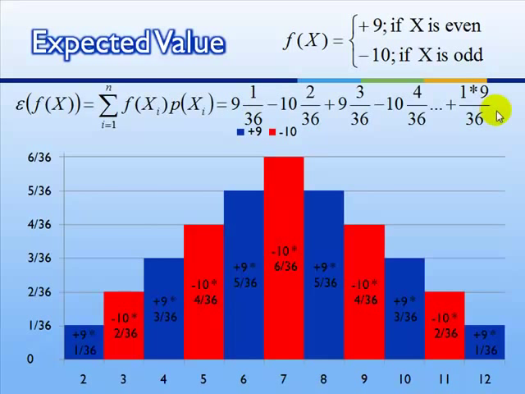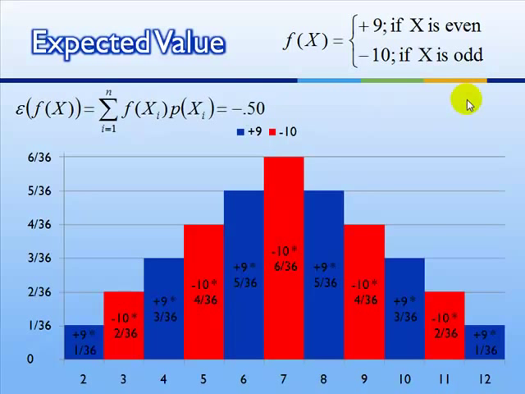So if we work this all out, we get 9 times 1 over 36. That's what's going on here. Negative 10 times 2 over 36. That comes from here. 3 over 36 times 9. That comes from over here. And work all the way down the line till we get to the very end, like so. And then we add all this up together, and we get negative 0.5.